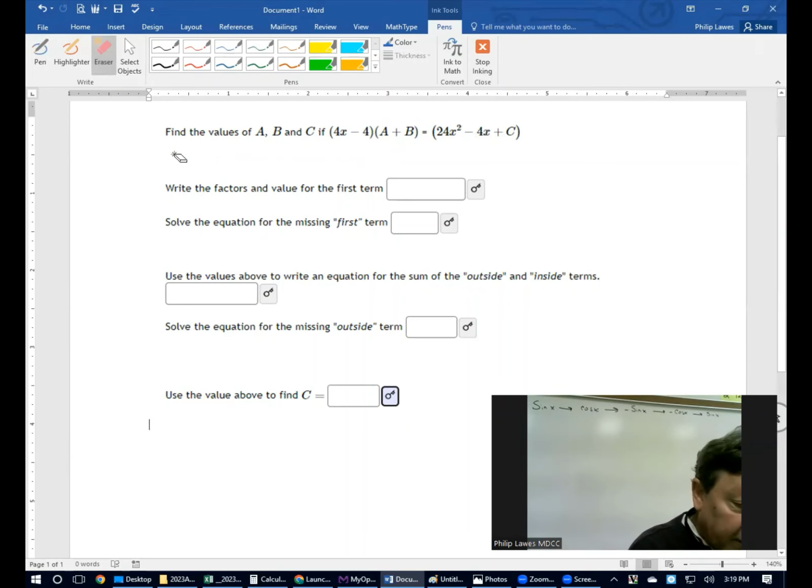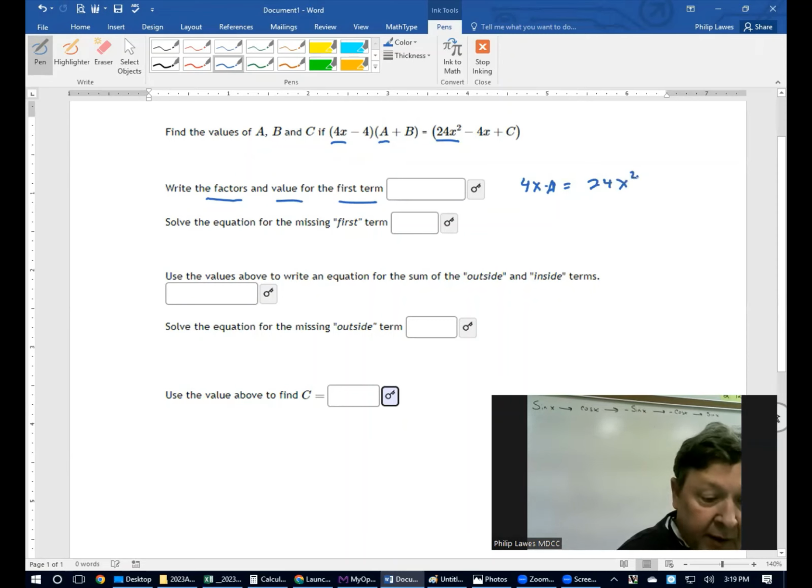Let's look at how that works. It says to write the factors and the value for the first term. So how did I get that 24x squared? I multiplied 4x times a. It's important that you write 4x times a, and that equals 24x squared. That's going to be the answer in this box.